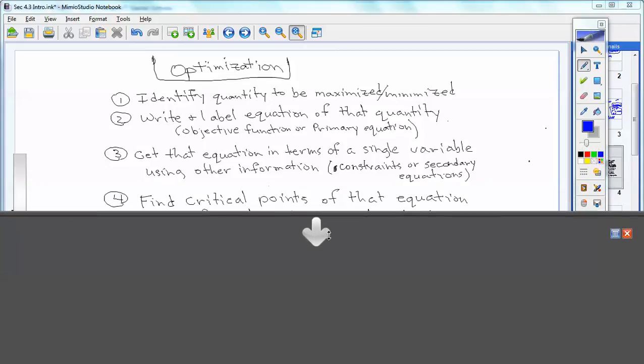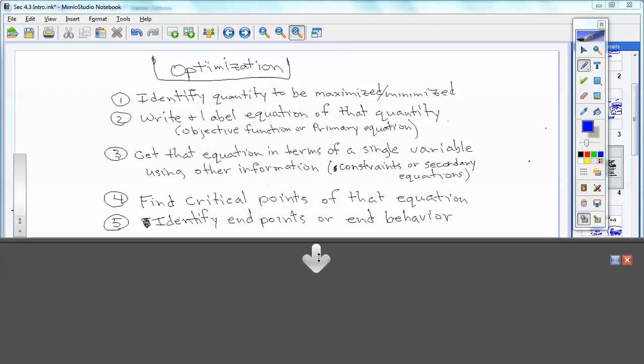Well, yeah, find the maximum. But what do we do? We find the critical points, right? We take the derivative, we set it equal to 0, we check to see if it's ever undefined. So step 4 here was basically our step 1 before, right? Now we just do our thing. We go through these steps, and we'll go ahead and write them down. So we find the critical points. Where is the derivative 0? Is the derivative ever undefined?